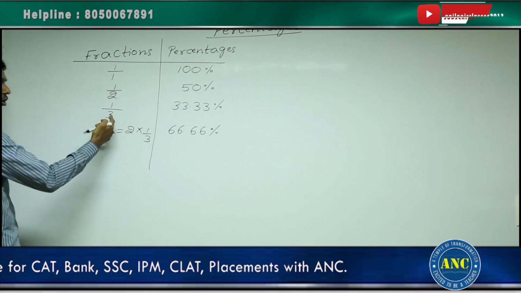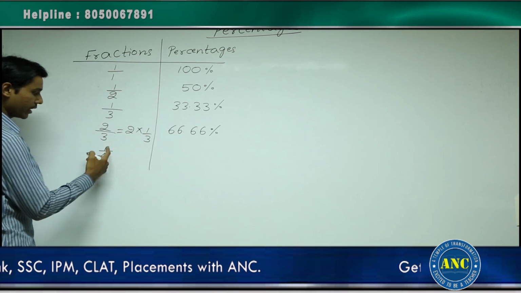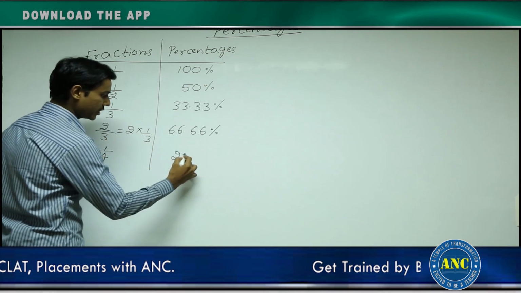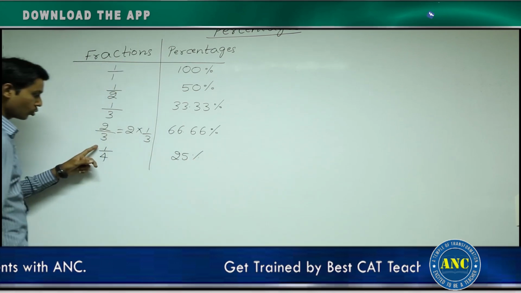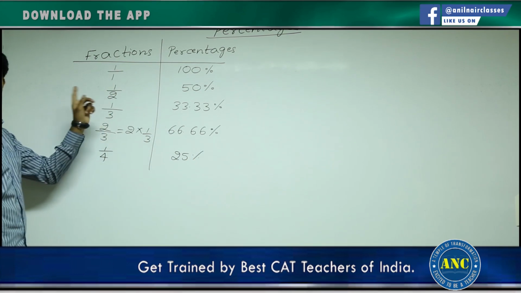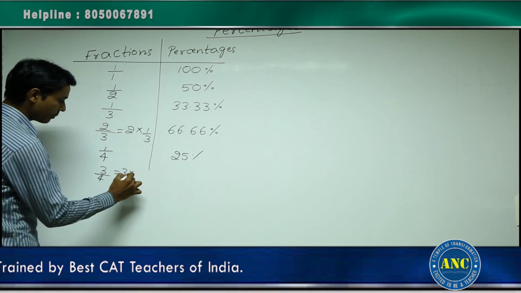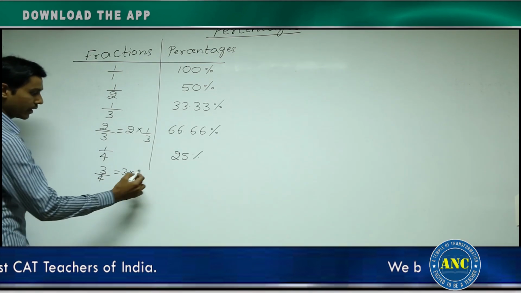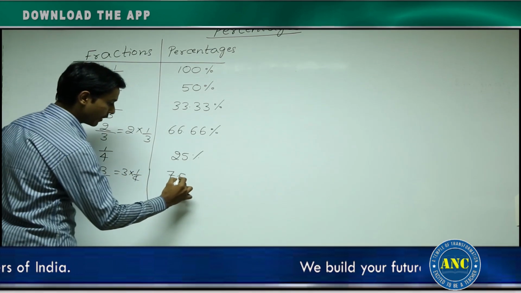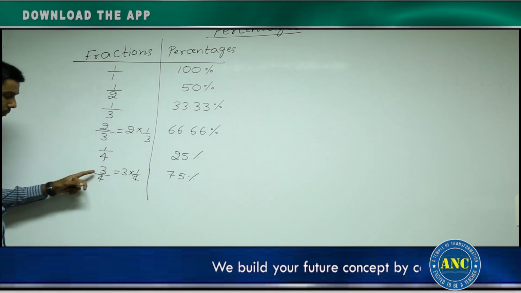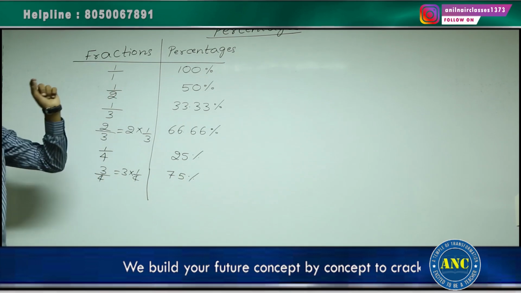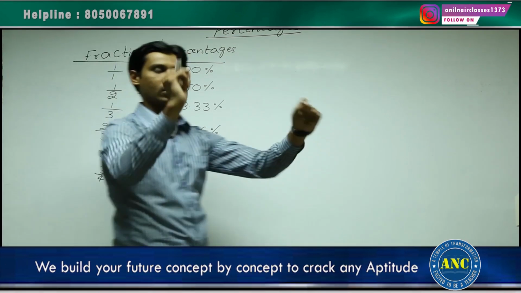Now I will increase my denominator. It becomes 1 by 4. 100 by 4, it is 25%. 2 by 4 is nothing but 1 by 2, already written. 3 by 4. 3 by 4 is 3 into 1 by 4. It is 3 into 25%. It becomes 75%. Next it is 4 by 4. 4 by 4 is 1, already written, right?